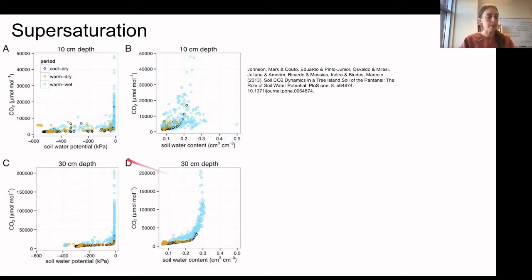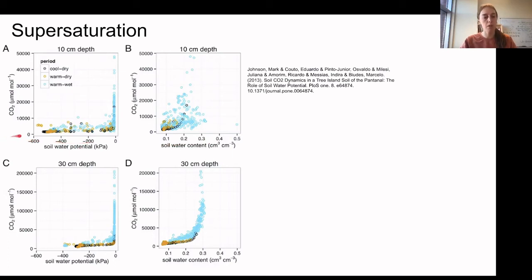soil environments. Another example of a study is showing that it is possible to get to supersaturation, particularly with CO2 in soils. So this is looking at soil water potential and soil water content.